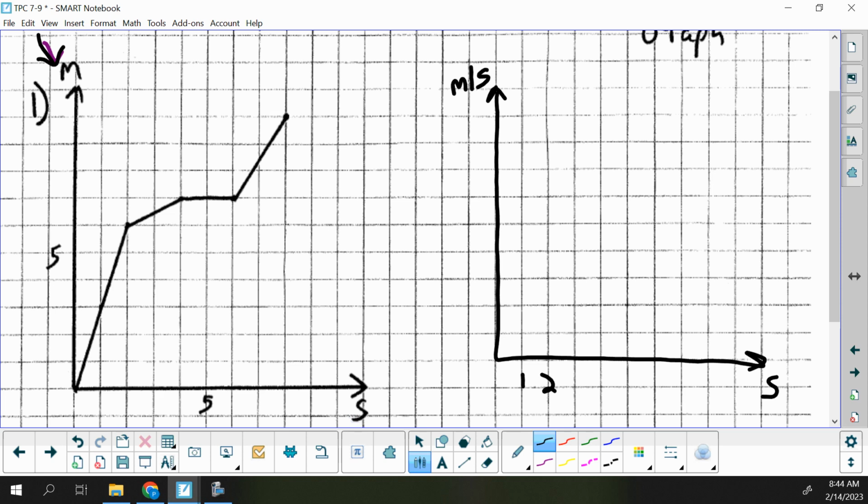So let's go ahead, we'll put a scale in. Looks like our graph goes out to 7 seconds. We'll start out with that on the velocity axis. We'll see if we need to go higher.